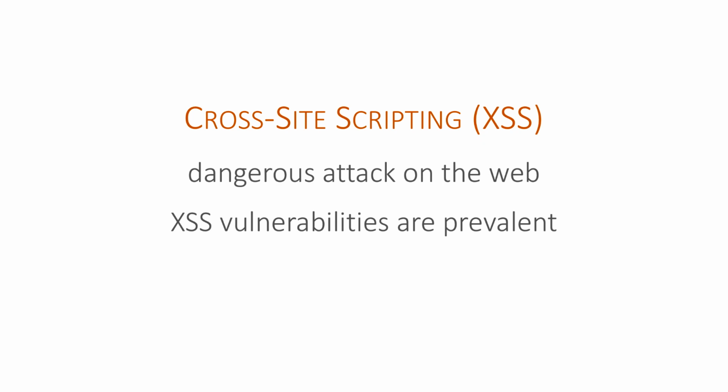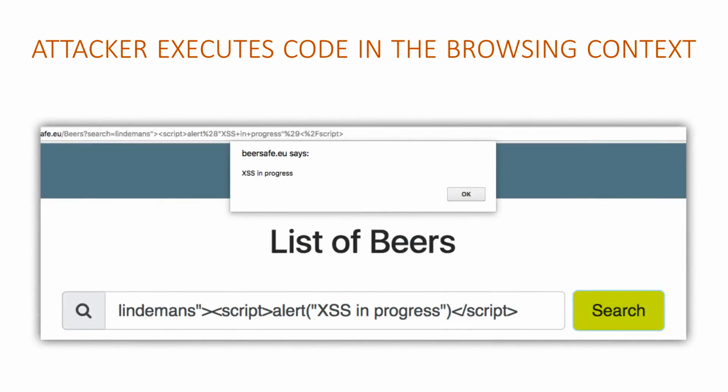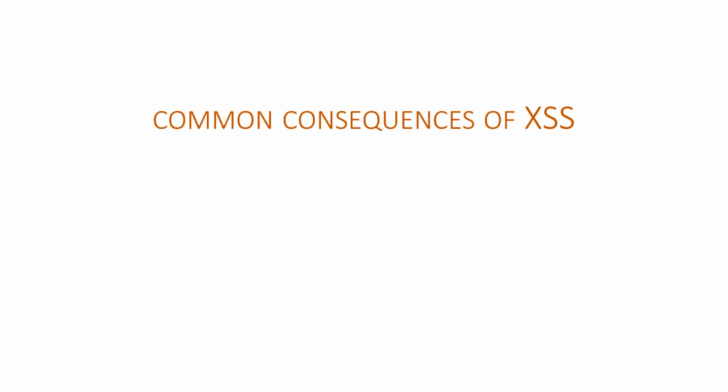An XSS vulnerability allows an attacker to get a foothold in the application's browsing context. The typical demonstration of a vulnerability is popping up an alert dialog. Ironically, this is one of the most harmless consequences of an XSS attack. The alert box only visualizes the presence of an attack vector. In reality, the consequences of an XSS attack are a lot more dangerous.